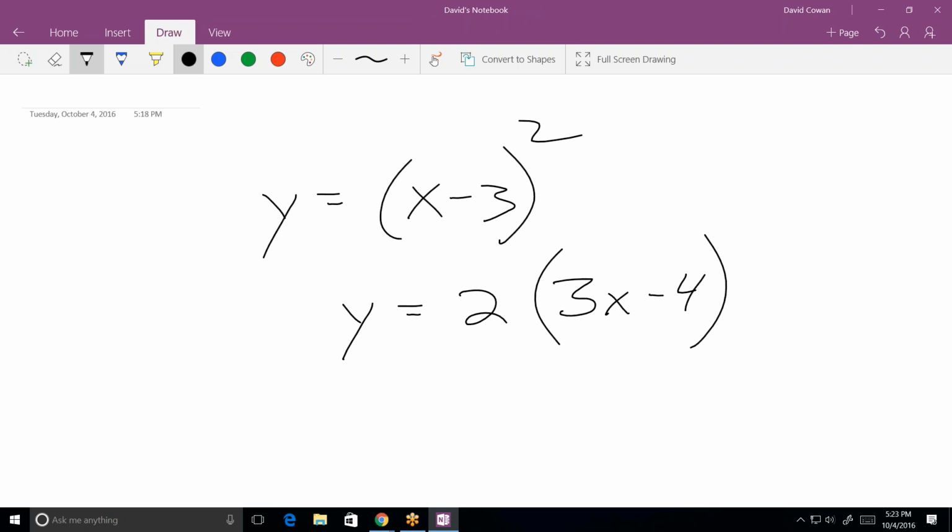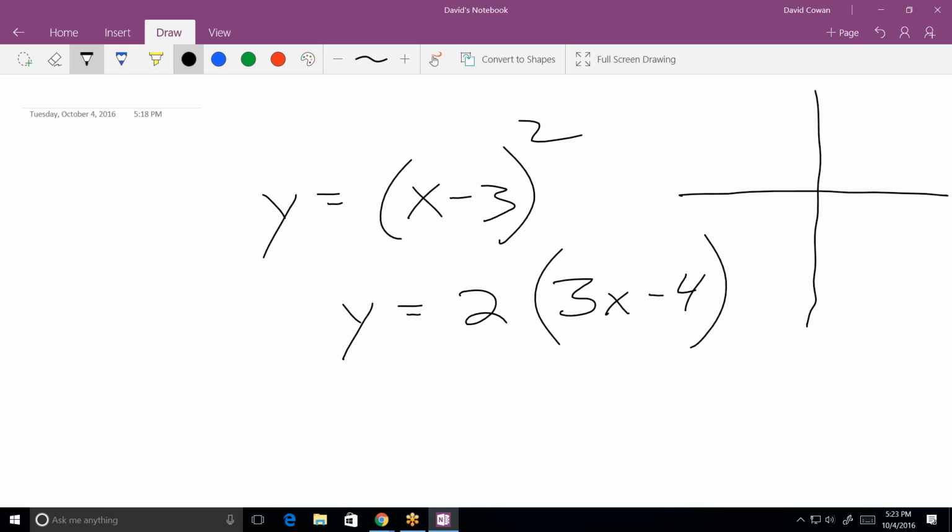What's the effect of the 2? Vertical or horizontal? Always figure that out first. It's vertical. Okay. Is it a stretch or a shrink? It's a stretch. It's not a shift, right? Shifts are when you add to the end of the function, add or subtract. So it's a stretch.